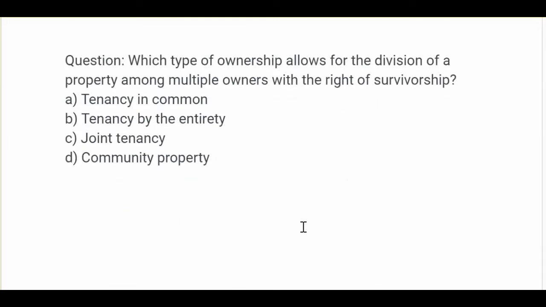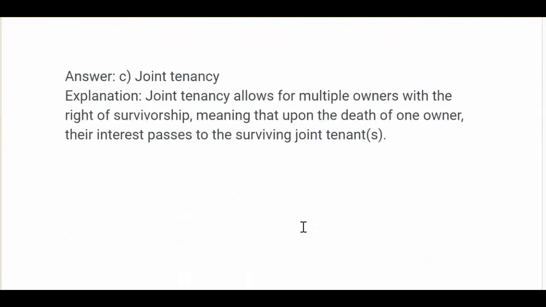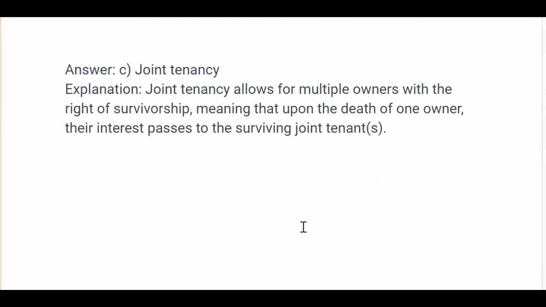Which type of ownership allows for the division of a property among multiple owners with the right of survivorship? A, tenancy in common, B, tenancy by the entirety, C, joint tenancy, D, community property. Joint tenancy. Joint tenancy allows multiple owners with the right of survivorship, meaning that upon the death of one owner, their interest passes to the surviving joint tenants.